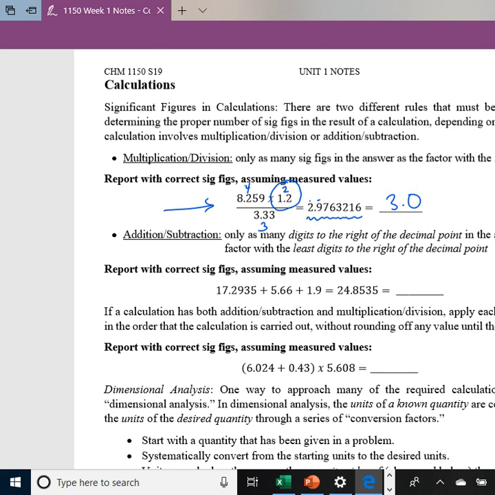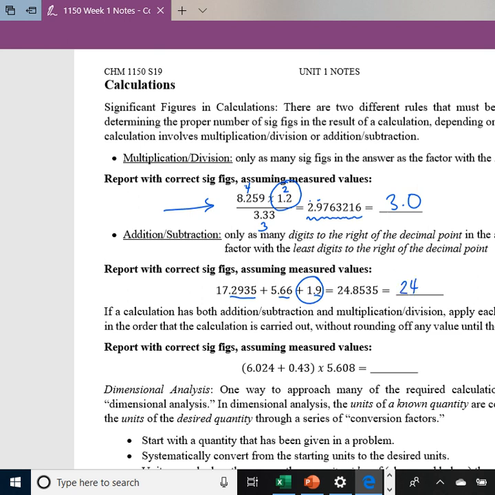So for example, 17.2935 plus 5.66 plus 1.9 is equal to 24.8535. So this has 4 decimal places. Our second factor has 2, and our last factor only has 1. This is the least precise number, so that's going to dictate that we can only have 1 decimal place in our answer. So all the numbers leading up to that position, they're significant. We don't count them out.